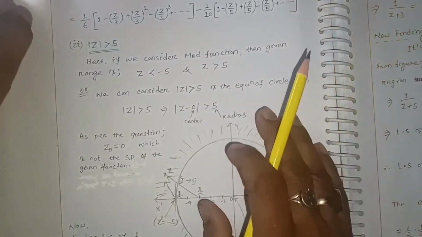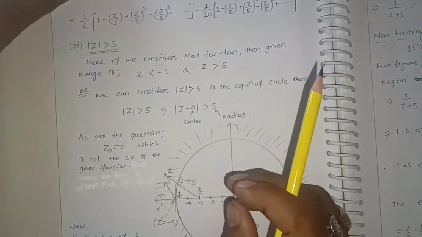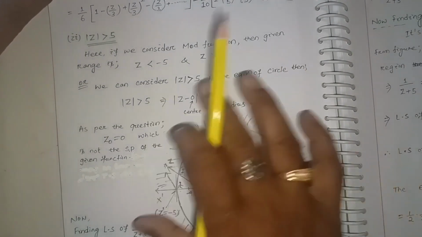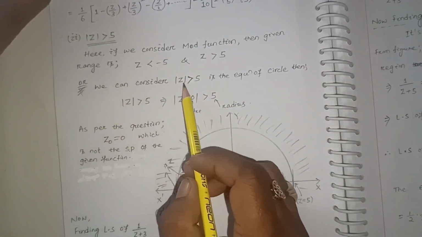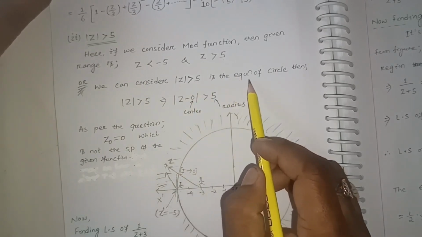That means if I consider the complex plane, according to this mod function, we have to consider the values of z above 5 and below minus 5. This one. That means this outer region. If I consider the circular equation method, how do I get this outer region? You just watch. If we consider mod z greater than 5, it is the equation of a circle.